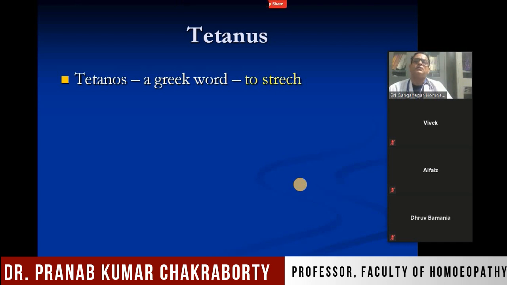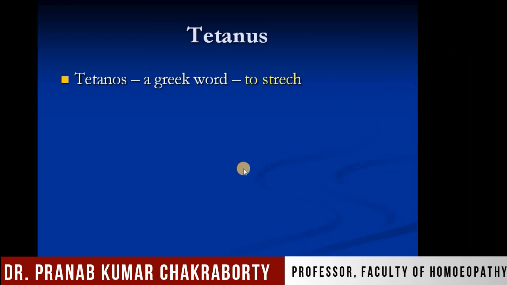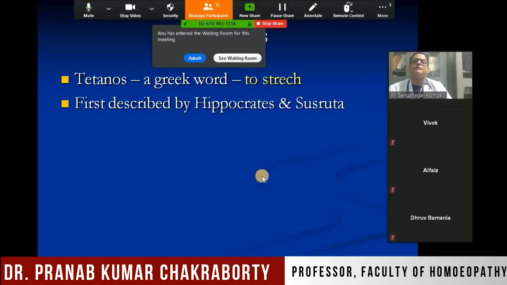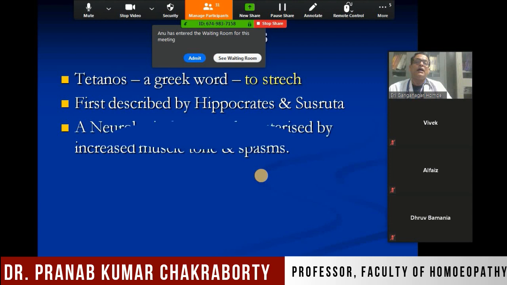Tetanus is a Greek word. It was first described and diagnosed during the time of Hippocrates and Sushruta, that is, the 4th-5th century before Christ. It is a neurological disease characterized by increased muscle tone and spasm. I told you the muscles are in a contractile stage.